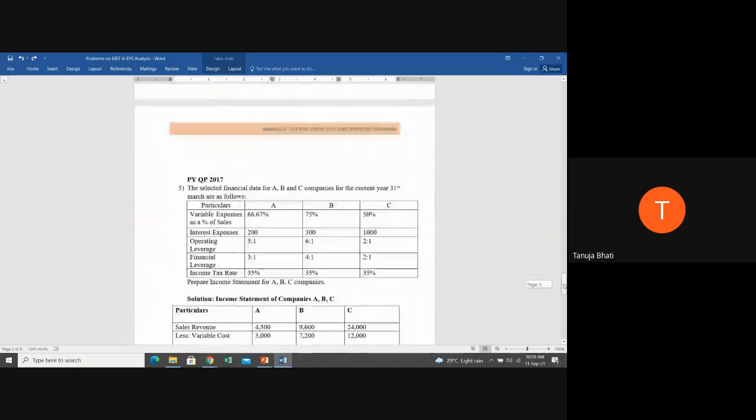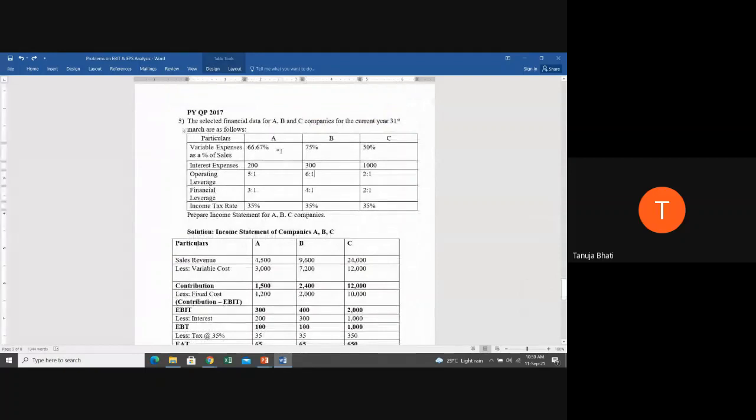This is the last problem, number 5. The selected financial data for ABC companies for the current year ended 31st March are as follows. Variable expenses as a percentage of sales is given as 66.67% for A, 75% for B, and 50% for C. Interest expenses, students, that is the expense to the debenture holders, that is financial cost, 200, 300,000. Operating leverage is given 5:1, 6:1, 2:1. Financial leverage is given 3:1 for A, 4:1 for B, and 2:1 for C.